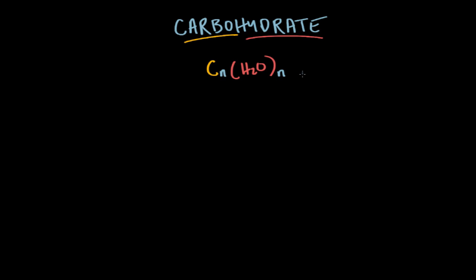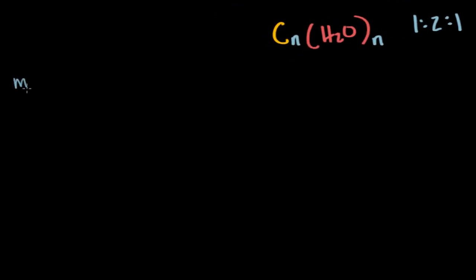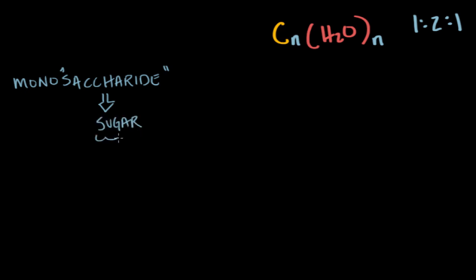And because all of these carbons have an associated water, you can think of this as essentially a 1 to 2 to 1 ratio of carbon, hydrogen, and oxygen. Now, when we have one of these carbohydrate molecules, we call it a monosaccharide. And monosaccharide essentially means one saccharide, and saccharide is just a synonym for carbohydrate. Saccharide is derived from the Greek word for sugar. So you might hear a single carbohydrate referred to as a simple sugar. But in all these instances, we're talking about the same kind of molecule.